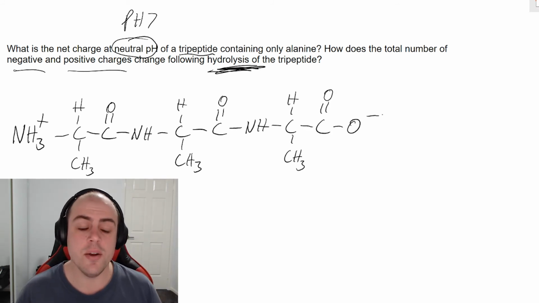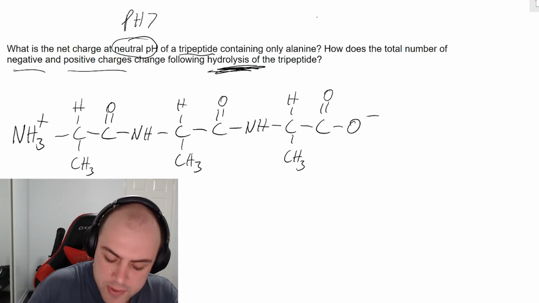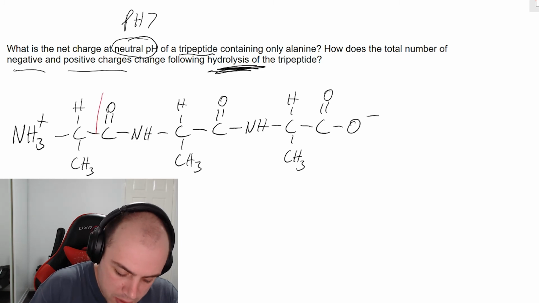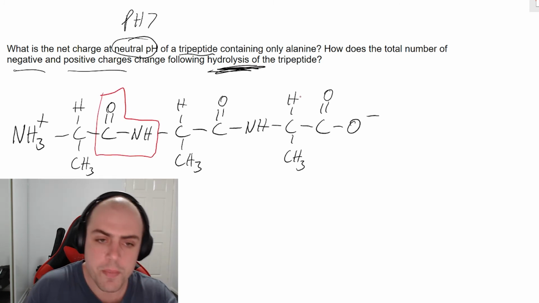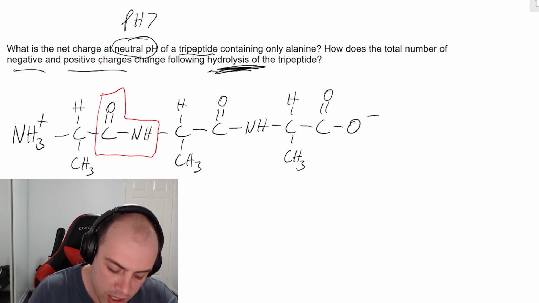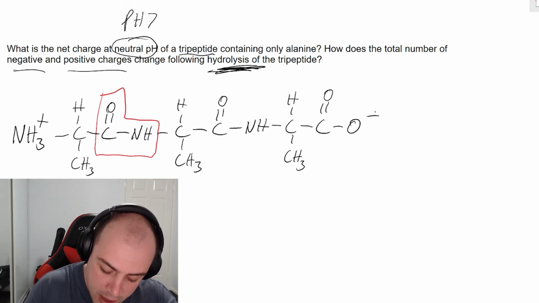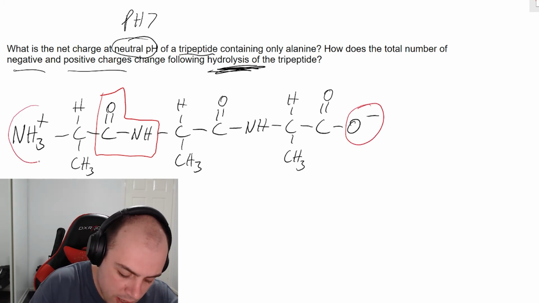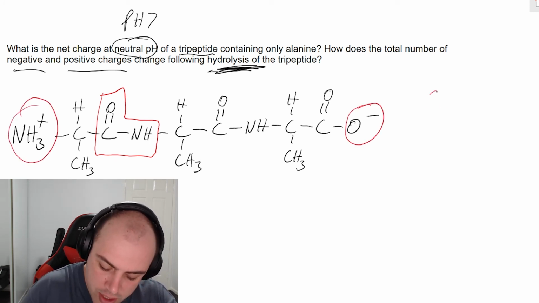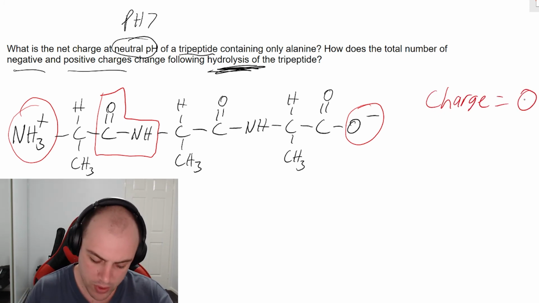So what I have done here is I've drawn alanine 3 times, but I've drawn them joined together via a peptide bond. So for reference, our peptide bond is here. The first thing we need to do is, again, double check the question. What is the net charge at neutral pH of a tripeptide containing only alanine? So what we see here, we have a -1 charge, we have a +1 charge, so the charge will be neutral. It'll be 0.